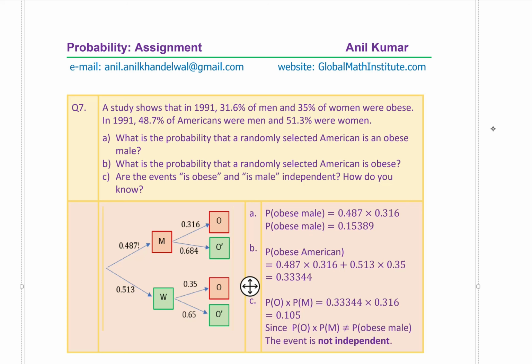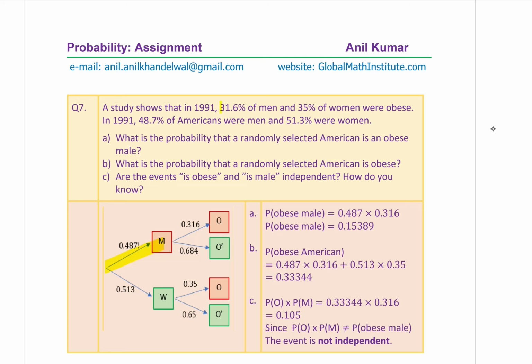So let's begin by sketching the tree diagram. We are given that 31.6% of men and 35% of women are obese. Now, in 1991, 48.7% of Americans were men and 51.3% were women. So let's begin with men and women probabilities. So men were given 48.7%.